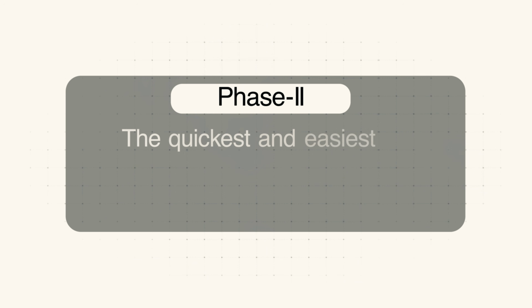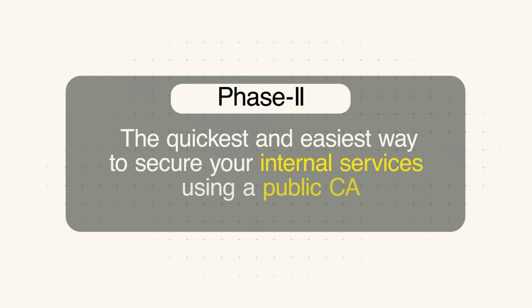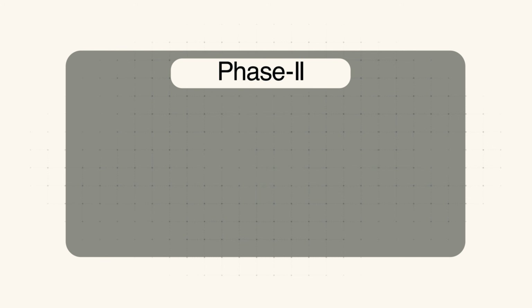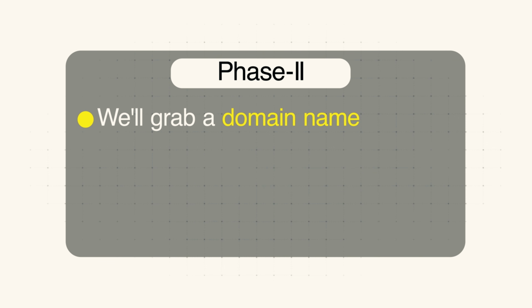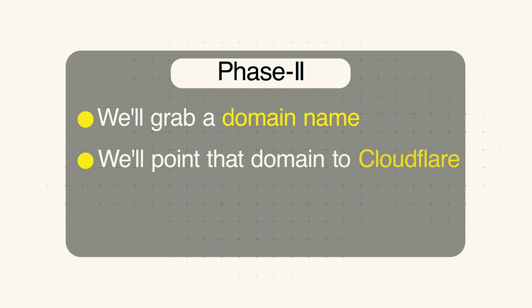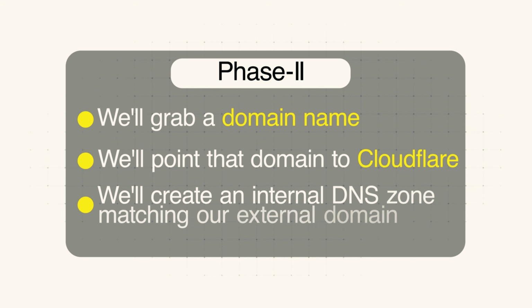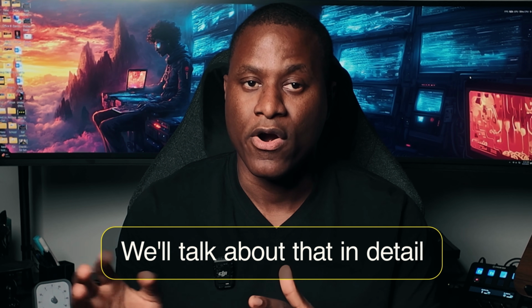Now, this is by far the quickest and easiest way to secure your internal services using a public CA like Let's Encrypt. So here's the game plan for this video, which again is phase two. So first, we'll grab a domain name, and then next, we'll point that domain to Cloudflare. And then after that, we'll set up an internal DNS zone that mirrors our external domain, or we can just use the same exact domain name internally. And don't worry too much about that. We'll talk about that in detail once we get to that part.